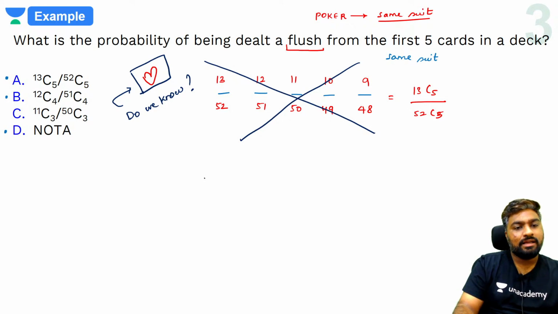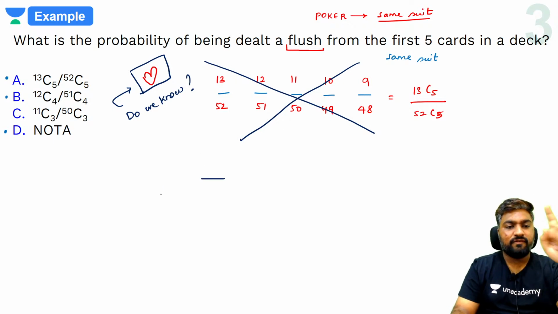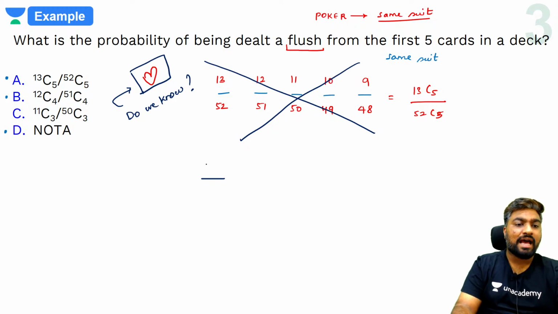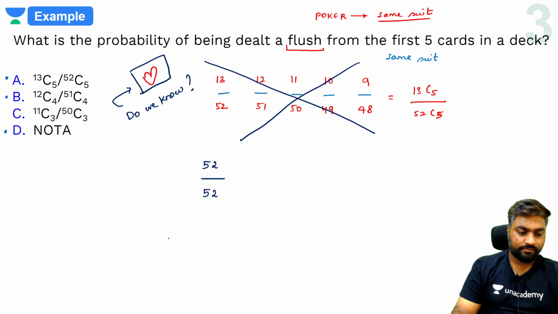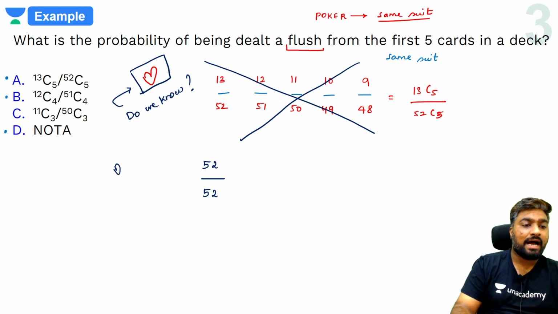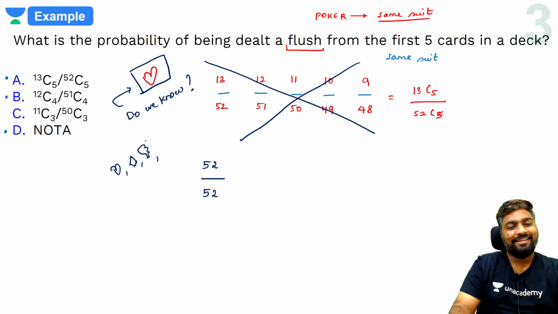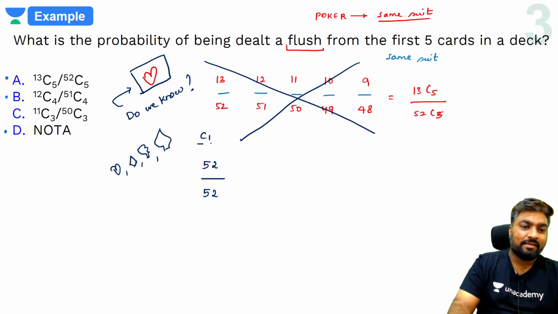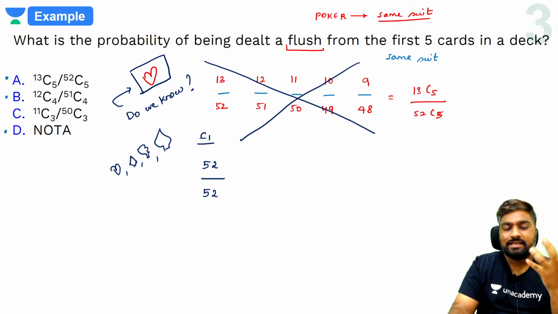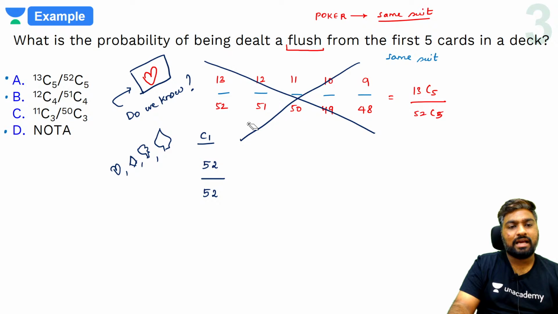So what happens here? Of the first card, we could have 52 out of 52 cases, correct? Because the card could be hearts, diamonds, clubs, or spade. Any of these are possible. So for the first card, the probability of picking any card is 1. Now what about card 2?